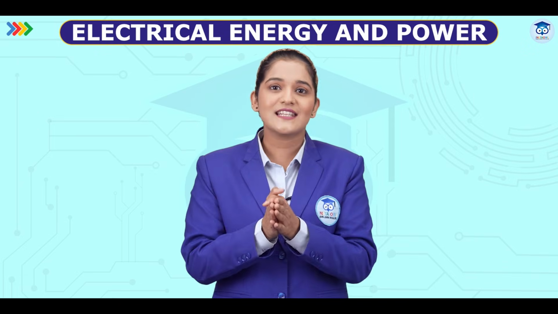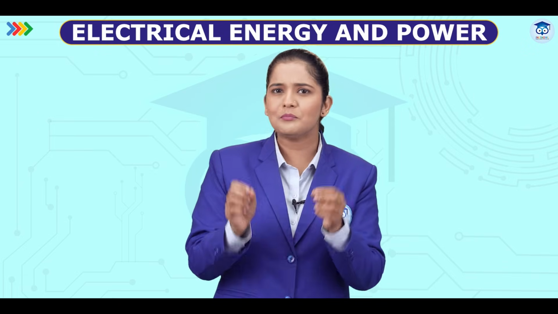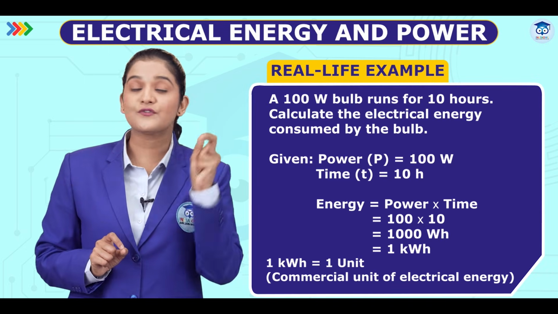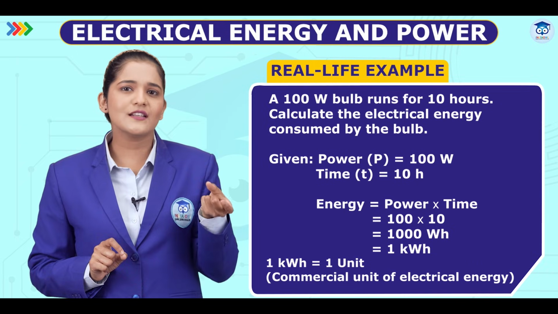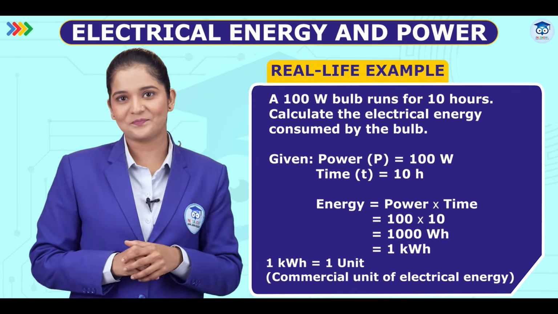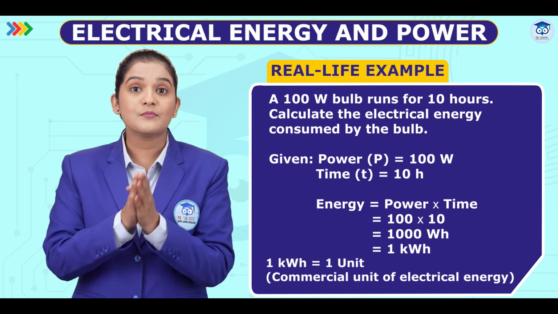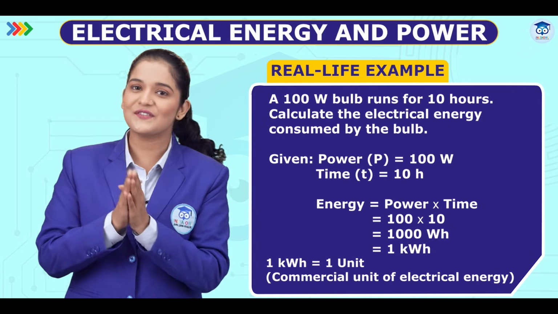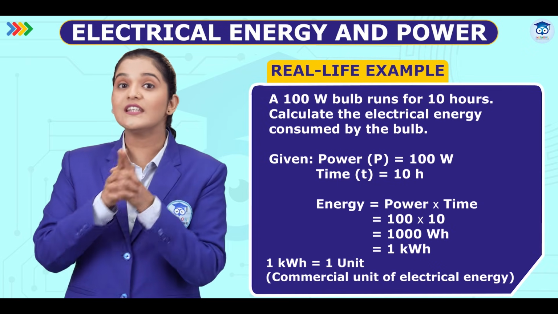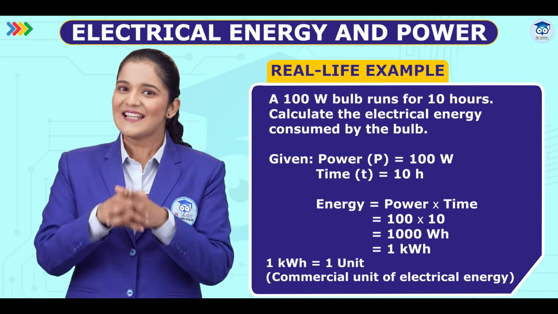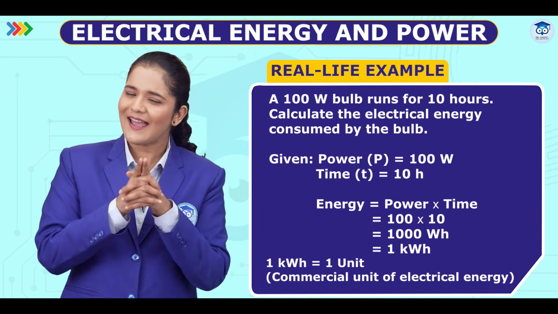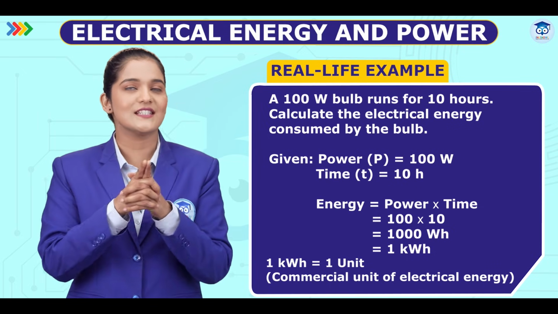Now, let us understand energy consumption with a simple real-life example. If a 100-watt bulb runs for 10 hours, the energy consumed is calculated by multiplying power with time. So, 100 watts multiplied by 10 hours gives us 1000 watt-hours, which equals 1 kilowatt hour. This means one commercial unit of electricity is used, as seen in household electricity bills.